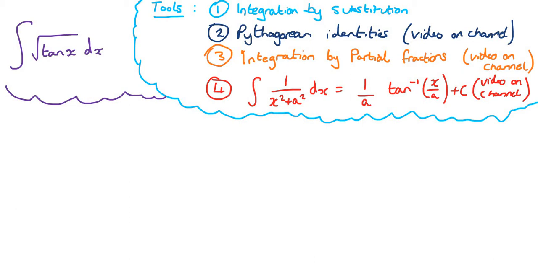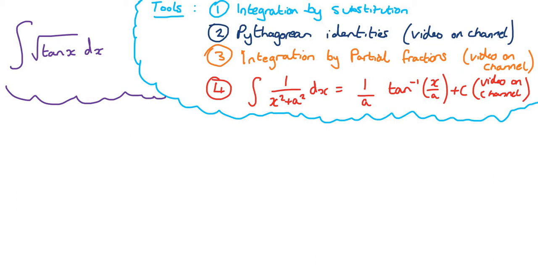Now I've written down the integral, the square root of tan x dx, and I've also written down some tools which we're going to need to help us. The first tool we need to be very familiar with is how to integrate by substituting. This involves making a switch of variables to make our lives a little bit easier, and we're going to do this probably 2 or 3 times in this integral, so we need to be aware of how to do that.